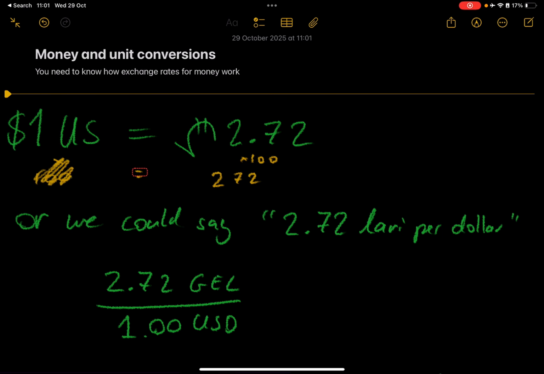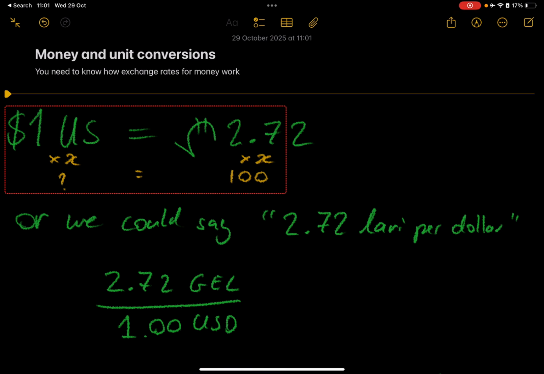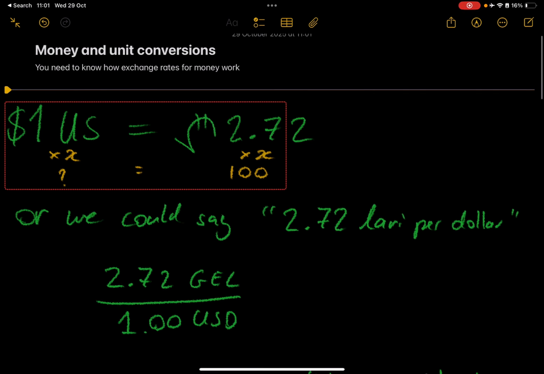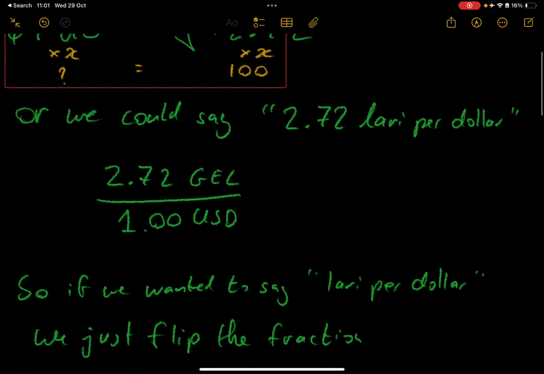But sometimes these questions get a bit more complicated when we've got to work backwards. For example, if I've got 100 Lari, what do I multiply by to get dollars? 2.72 times x gives me $100. I need to multiply by x to find out how many dollars I get. Now, in this case, it's 2.72 Lari per dollar.